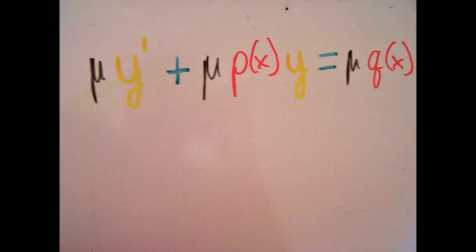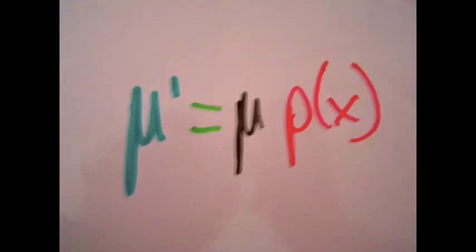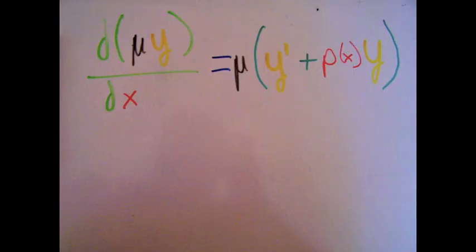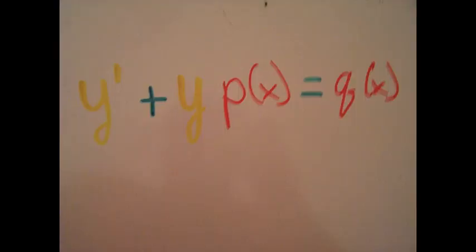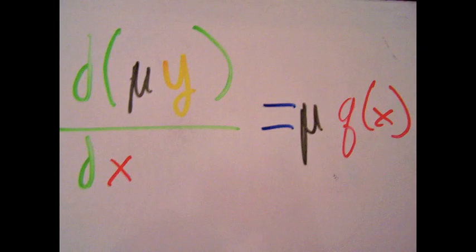The first thing we do is multiply the whole equation by mu. We will state that the derivative of mu is mu times p of x. Now we will find the derivative of mu times y via the product rule. Remember this equation? Good. Now we will substitute this equation into the product rule, and you see that we get the derivative of mu times y is mu times q of x.